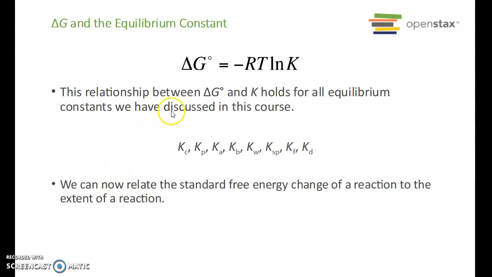So this relationship between the Gibbs free energy and the equilibrium value holds for all equilibrium constants that we've discussed in this course. We've talked about precipitation, the activation, the water, the acid-base, formations, the dissociations, the solubility. All these different equilibriums have this type of relationship. So now we can relate the standard free energy change of a reaction to the extent of a reaction.